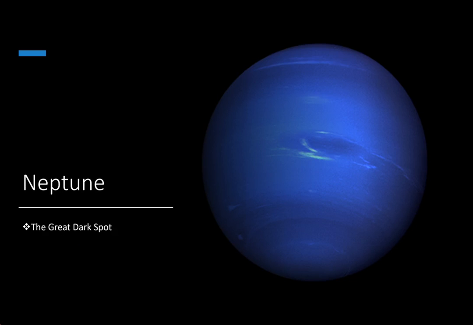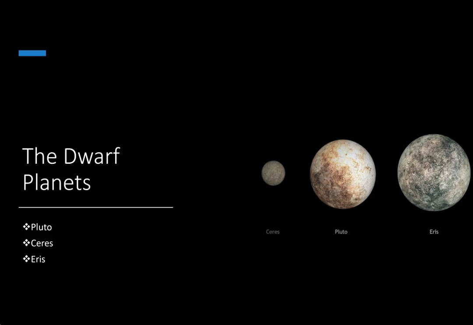Neptune, the great dark spot. Similar to Jupiter, it has a great dark spot on it. Those were all the planets in the solar system. The next are dwarf planets. These are things that are similar to planets, although there are certain characteristics that they don't follow. We have things such as Pluto, Ceres, and Eris, just some examples.